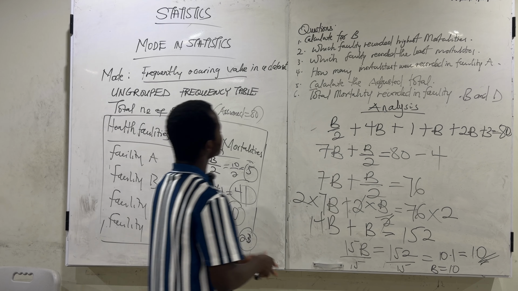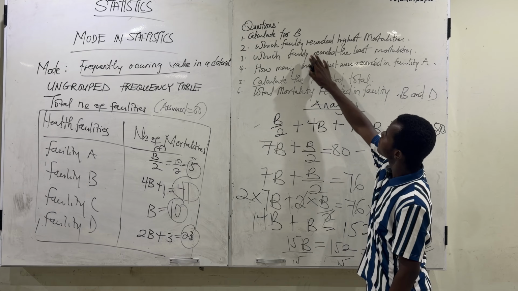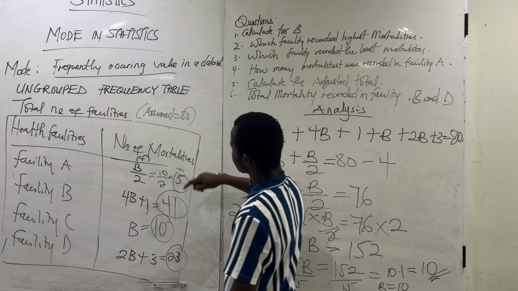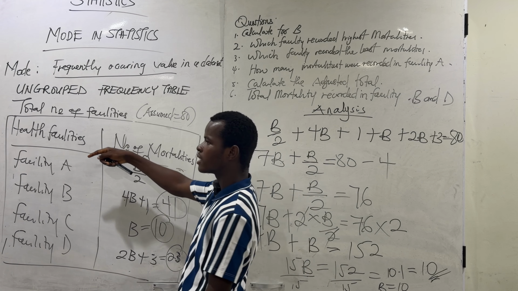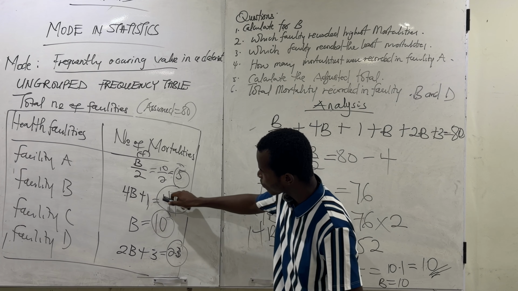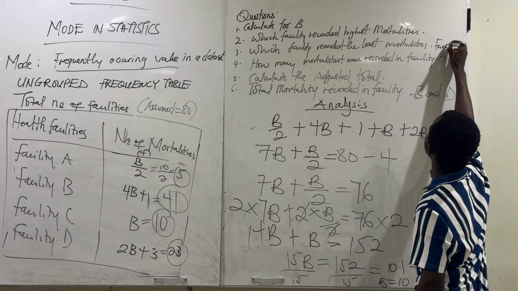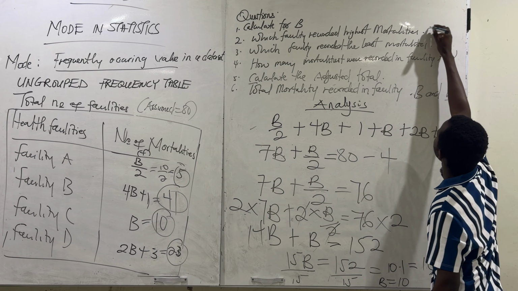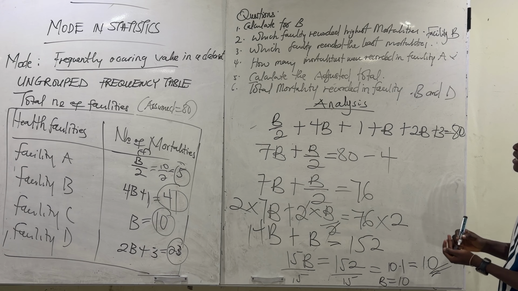All right. So let's go to our questions. Calculate for b, which is 10. So we've done that already. And which facility recorded the highest mortality? So on our frequency table, you use the frequencies to find the one with the highest value, and you trace it to the facility, so that you get the facility that had the highest mortality. So here you get 41, which is facility B. So facility B had the highest mortality.